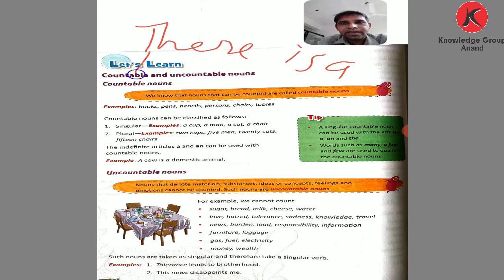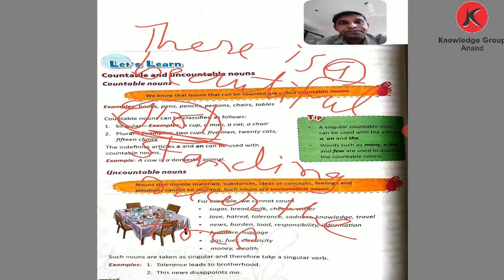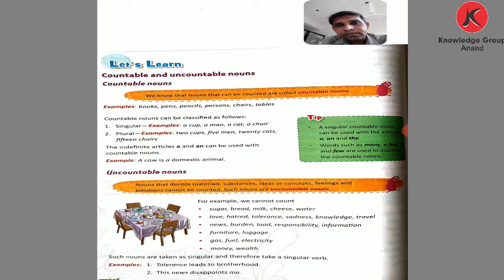There is a beautiful girl standing near the tree. So I am talking here about the article a, a beautiful girl. Girl is a noun. Okay, and it is pointed out with a.